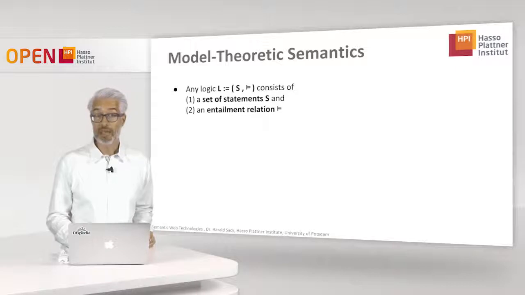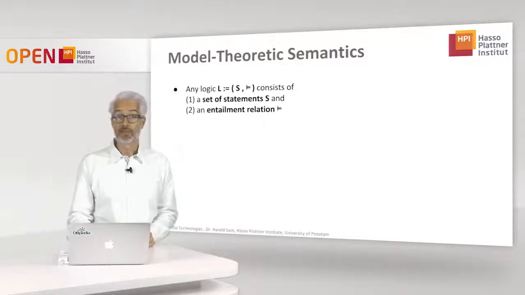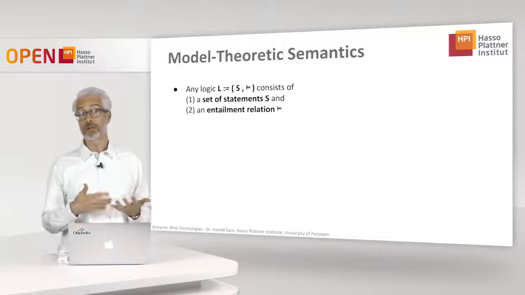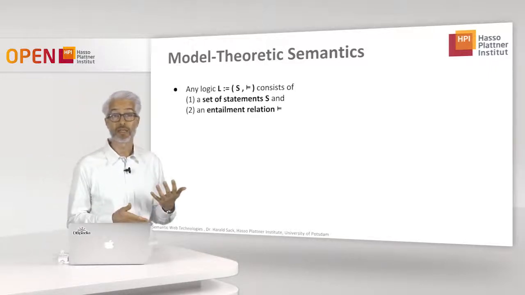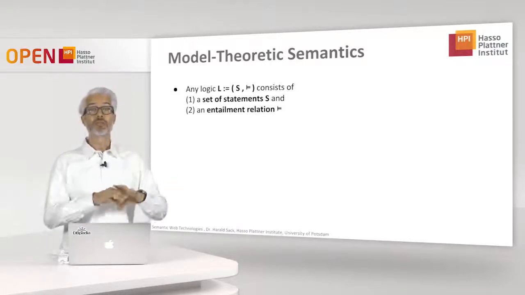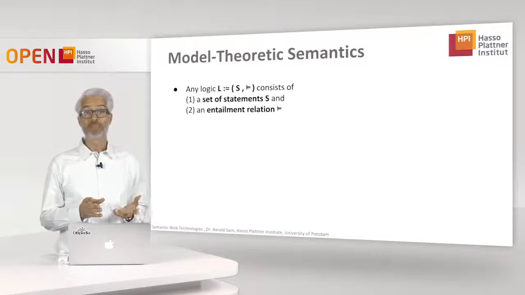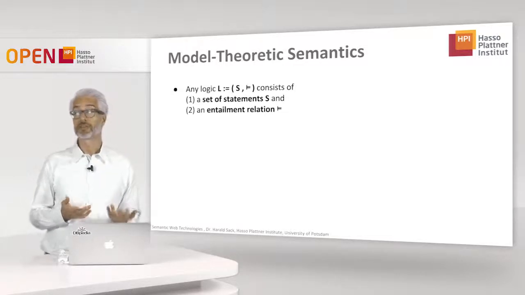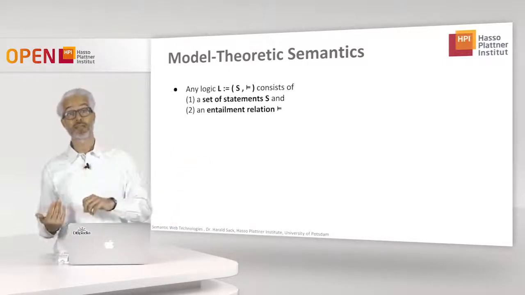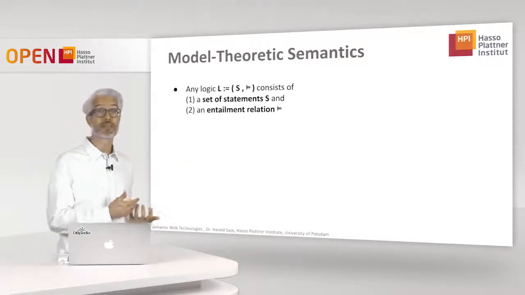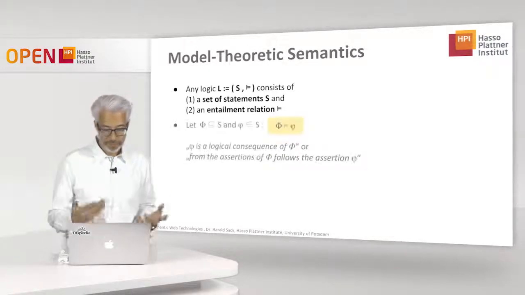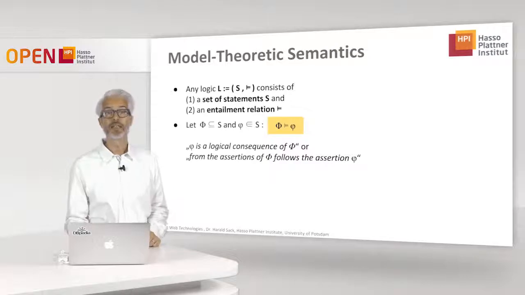So any logic L consists of first, usually a set of statements. So they are formed usually according to some kind of syntactic rules. So this is the syntax. And together with these statements, we have an entailment relation. So this is the relation which says how to deduce new facts from old facts, or new statements from old statements that are already there. So how is this entailment relation defined?